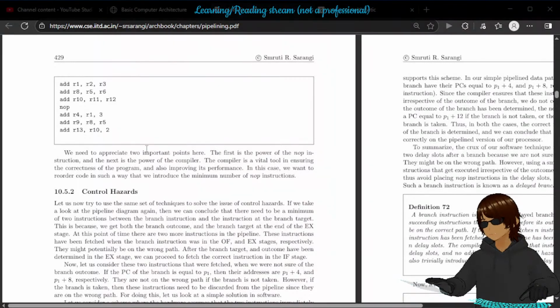The first is the power of NOP instruction, and the second is the power of the compiler. The compiler is a vital tool in ensuring the correctness of the program and also improving its performance.